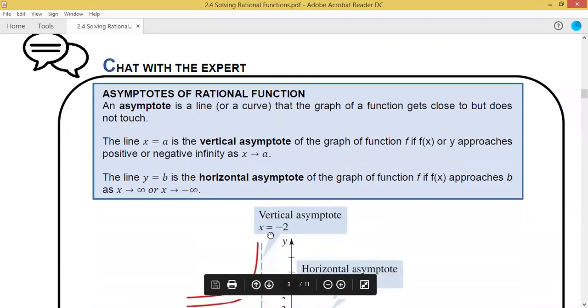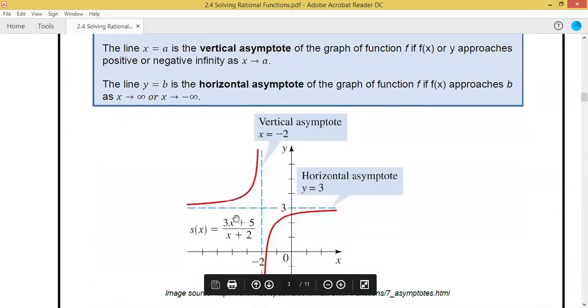Based on the drawing, the horizontal asymptote lies on this one. So the horizontal asymptote is y equals 3. The vertical asymptote is a vertical line which this graph will never cross. So our vertical asymptote for this figure is x equals -2. If you see, the graph never crosses x equals -2 and y equals 3.